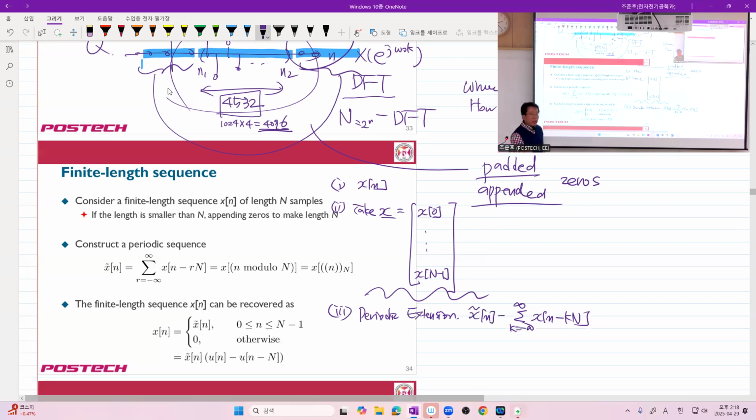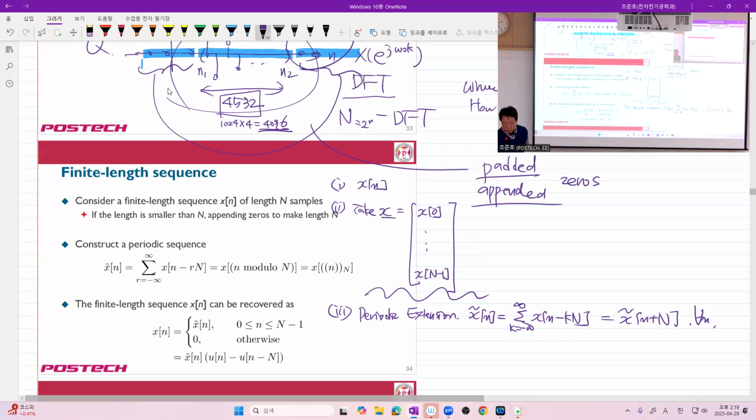So actually, periodic extension as an operation has a DT signal input and DT signal output. Of course, you can do the same thing for CT signal input, CT signal output. So here, x of n is an entire signal. Anyway, it's time limited in this case. So x tilde becomes a periodic signal with period capital N.